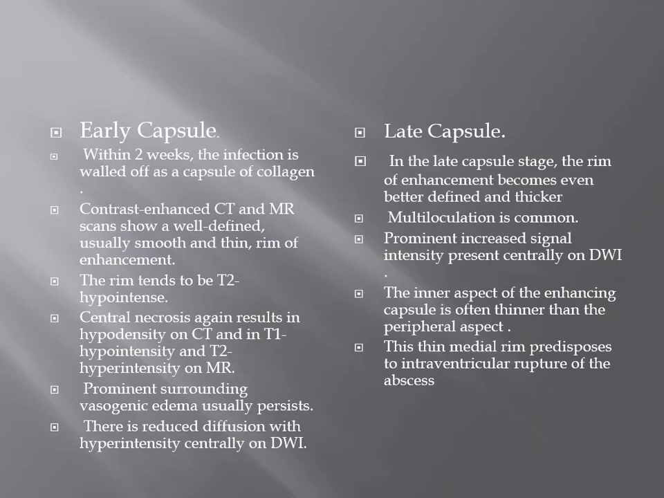In the late capsule stage, the rim of enhancement becomes even thicker and better defined. Multiloculation is common. Prominent increased signal intensity is present centrally on diffusion weighted. The inner aspect of the enhancing capsule is often thinner than the peripheral aspect. This thin medial rim predisposes to intraventricular rupture of the abscess.